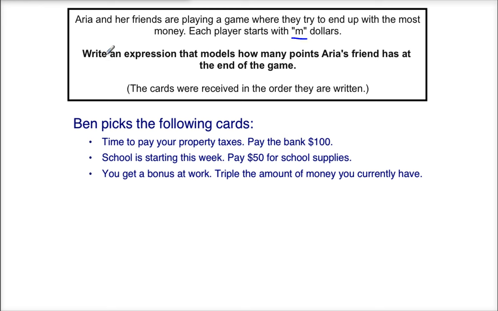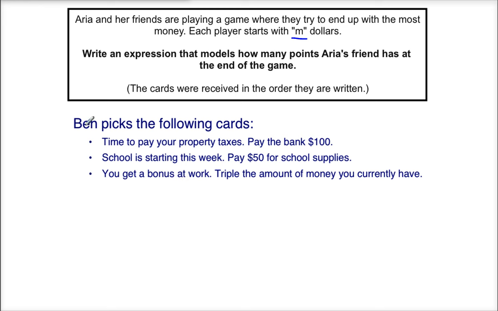So our job is to write an expression that models how many points or how much money Arya's friend has at the end of this game. And notice it gives you a little tip. It says the cards were received in the order that they're written. So it's like a game where you draw cards and it tells you how much money you earn or how much money you have to pay.